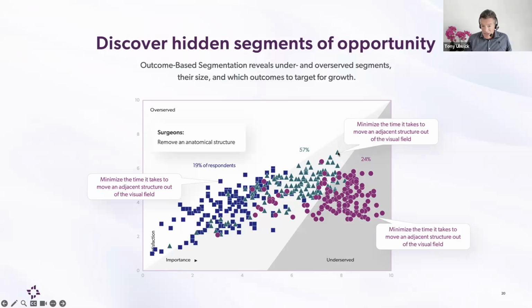You can see in this segment, which is 57% of the customer population, this need is appropriately served. In 24% of the population, the very same outcome is highly underserved. In the same market, 19% of the respondents are saying the same outcome is overserved. Right? Now, how is this possible?